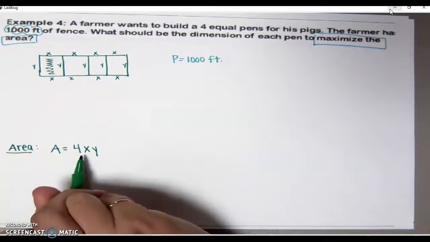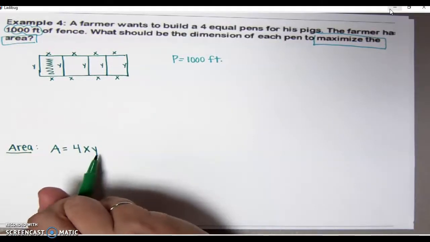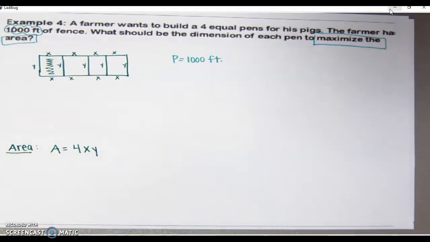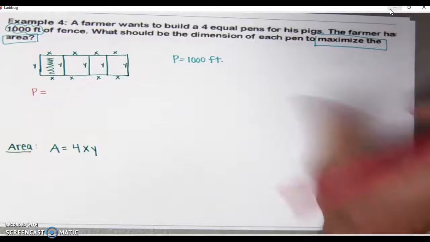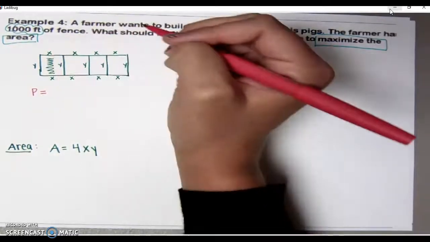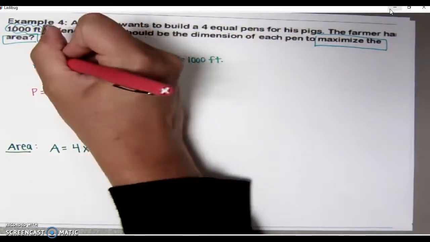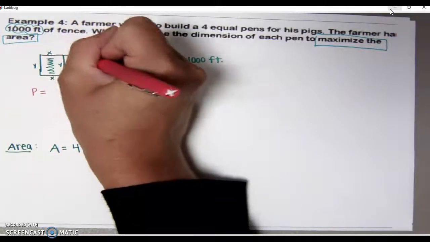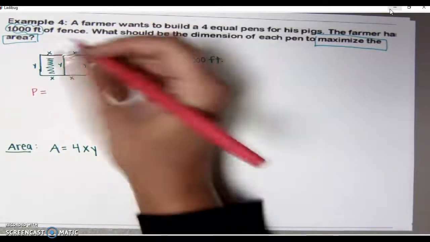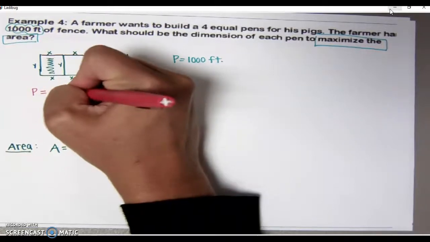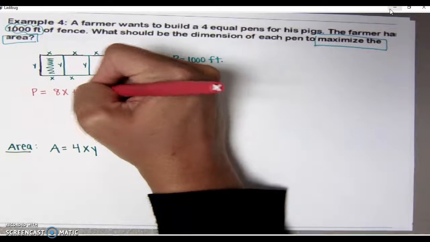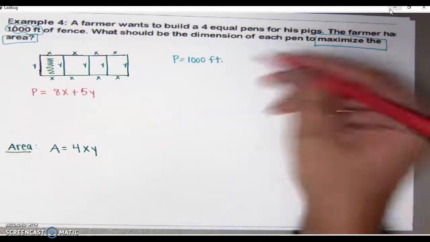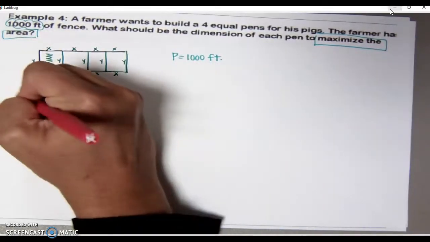But remember, we can't type this in the calculator if we have multiple variables. So we're going to need to use the information about the perimeter to get rid of one of the variables. So if we write an equation for the perimeter, we add up all these little parts here. All the x's, we have 8 x's. So it would be 8x plus, then we have 5 of the y's. So 8x plus 5y, and we know that the perimeter is 1,000.